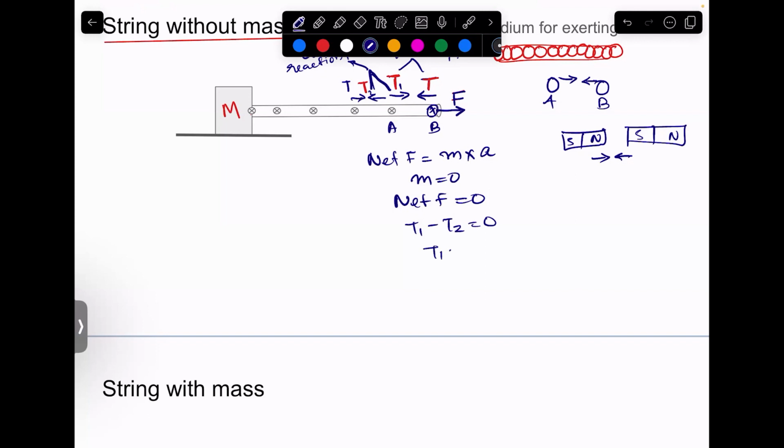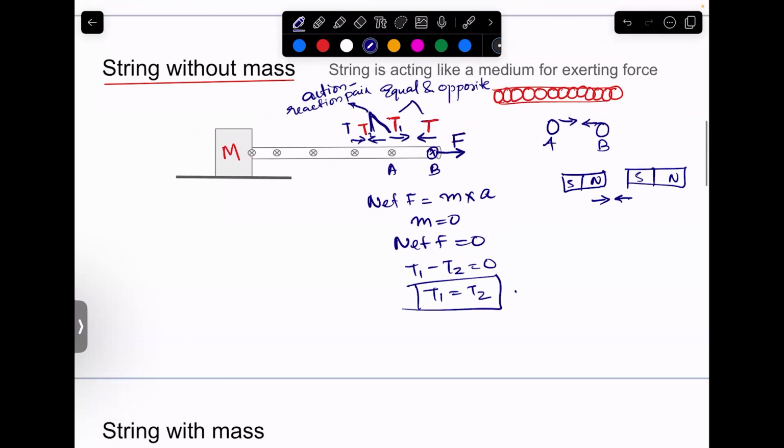That means T1 equal to T2, right? That is how this will become equal forces. That's why I have written it as T1, T and T. Okay, so this is also T and this is also T.